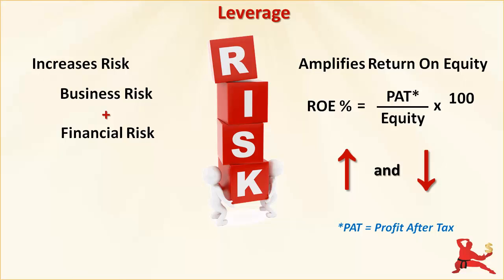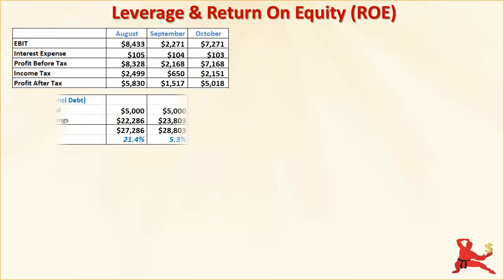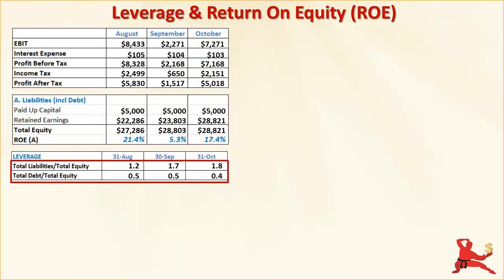Let's take a look at how leverage enables you to earn a higher level of return on your equity. Here's a summary of our existing profit and loss. Leverage on a total liabilities basis is 1.2 in August and rising. This indicates that our total liabilities, that's trade creditors, taxes, and borrowings, is increasing faster than equity.